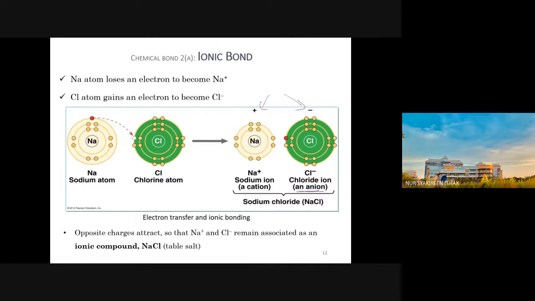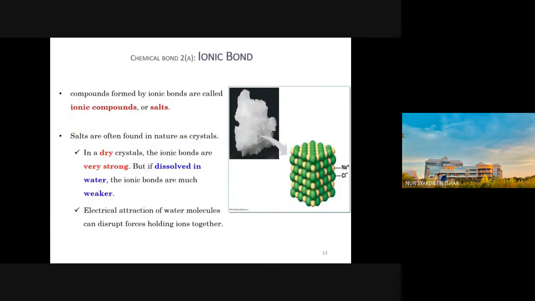Opposite charges attract, so the sodium ion and chloride ion remain associated as an ionic compound, NaCl, which is table salt. Compounds formed by ionic bonds are called ionic compounds or salts. Salts are often found in nature as crystals. In a dry crystal, the ionic bonds are very strong, but if dissolved in water, the ionic bonds are much weaker. The electrical attraction of water molecules can disrupt the forces holding ions together.